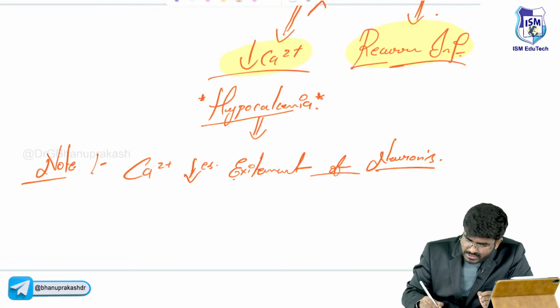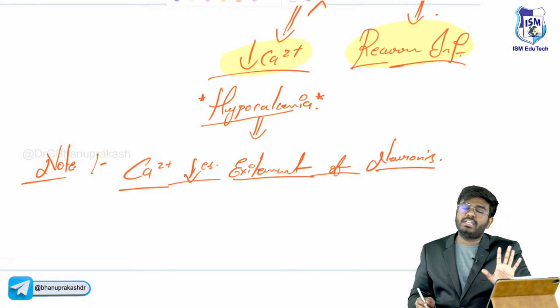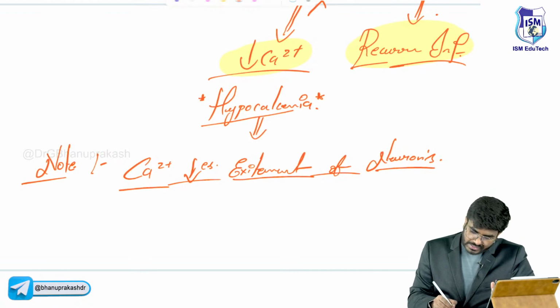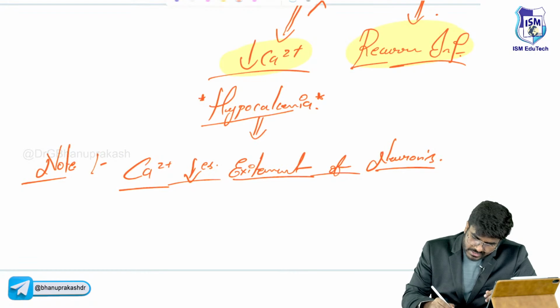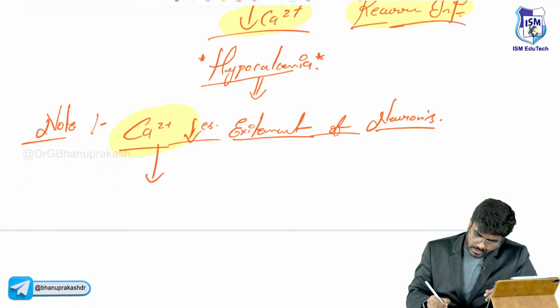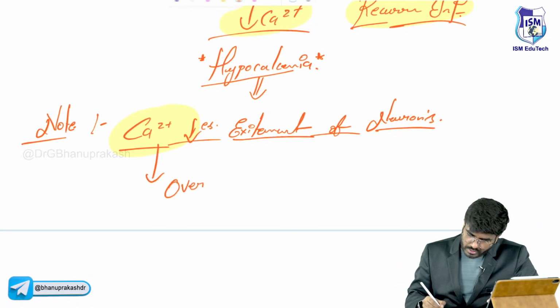Okay, in nerve physiology, I hope you have studied this. Calcium will inhibit the overactivity of the neurons. Whenever the calcium is going down, whenever the calcium is not there, what happens? Hypocalcemia. Whenever there is hypocalcemia, what will the neurons do? They will hyperexcite. Over-excitation.